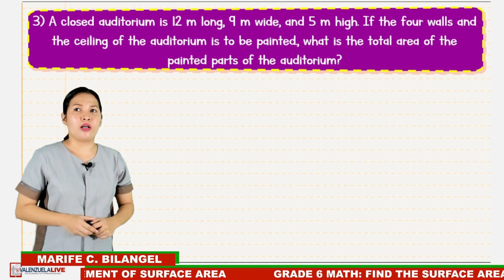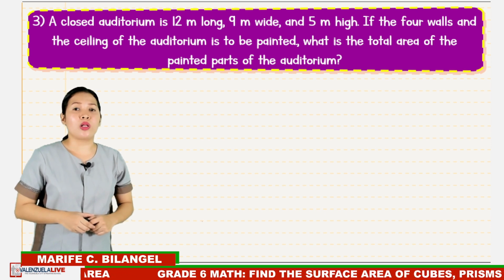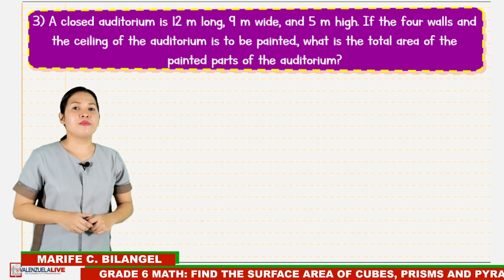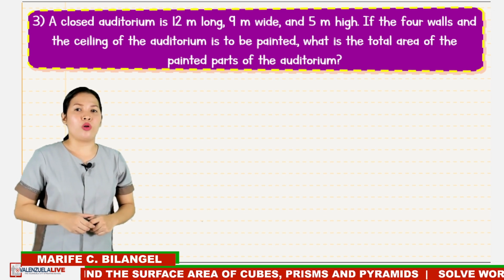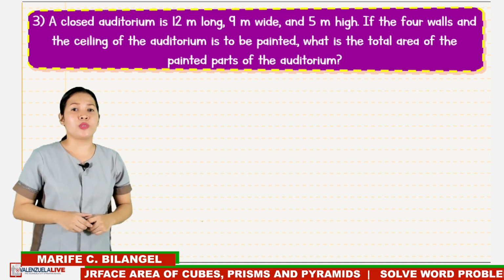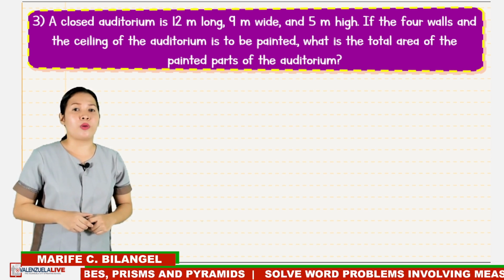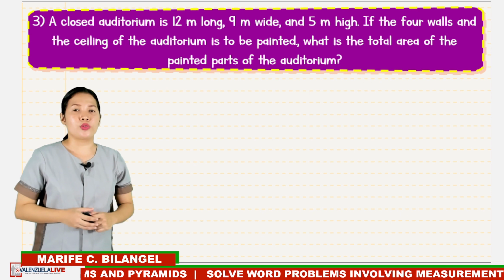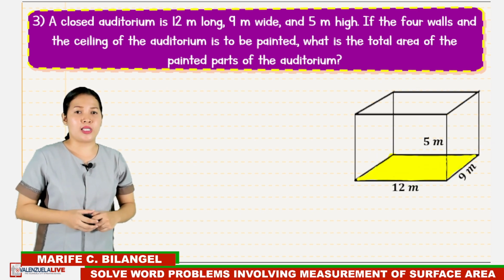And for our last problem, a closed auditorium is 12 meters long, 9 meters wide, and 5 meters high. If the 4 walls and the ceiling of the auditorium are to be painted, what is the total area of the painted parts of the auditorium? So, I illustrate the problem using a rectangular prism.